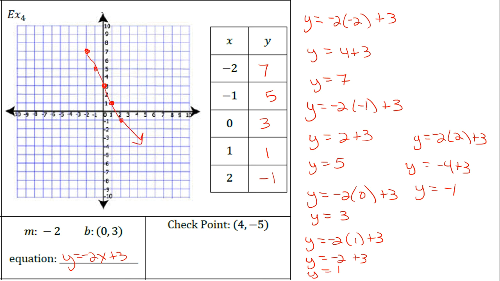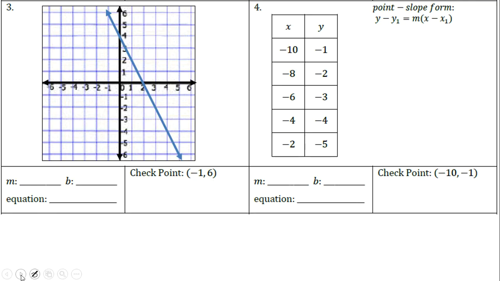Now, they want us to check for -5. So let's check this point. So we have -5 for y, -2 is our slope, 4 is x, and 3 is our y-intercept. And we see we get another true statement. Now you guys try these problems.